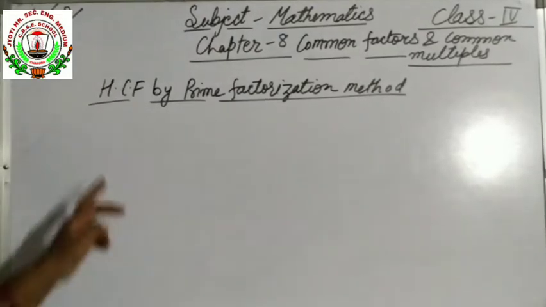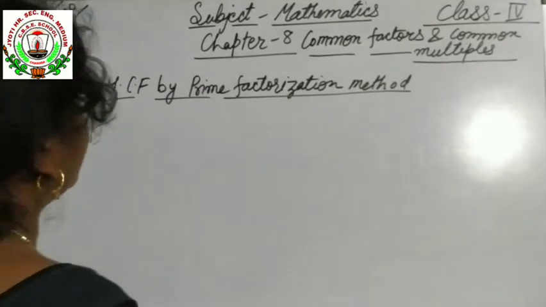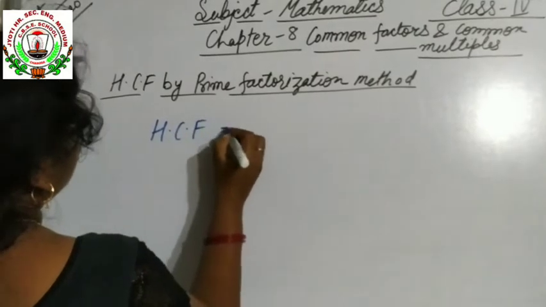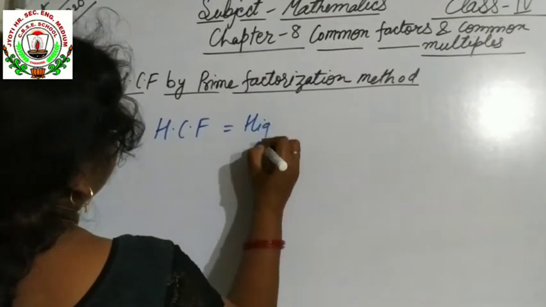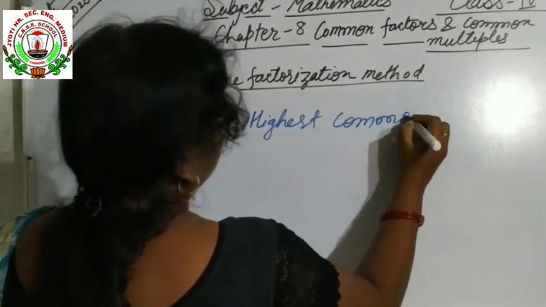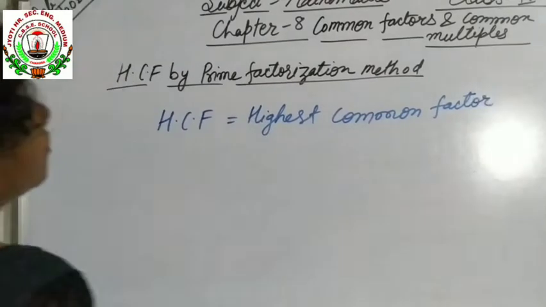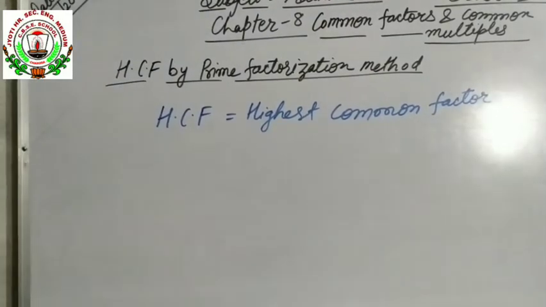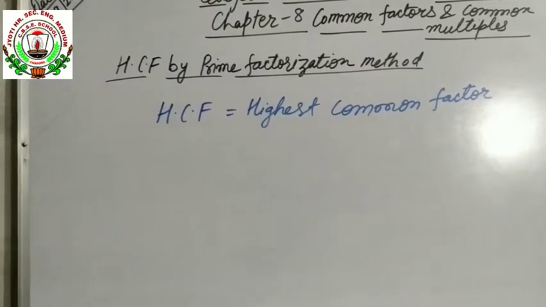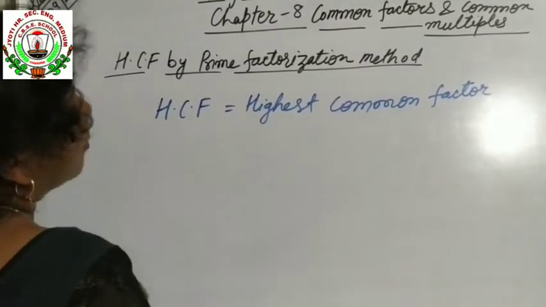Today we will see HCF, HCF by prime factorization method. What is HCF? HCF means highest common factor. Understood? We will find out the prime factors. Whichever number is highest, that will be the HCF of the given question. So today we will see HCF by prime factorization method.